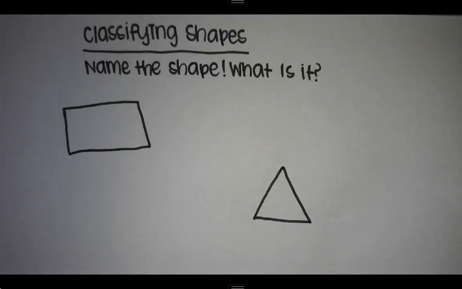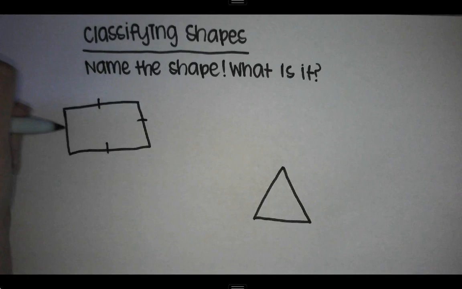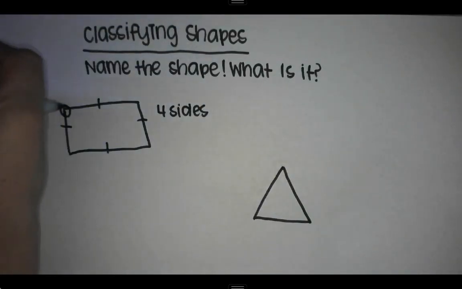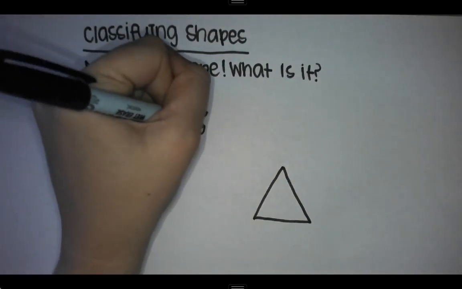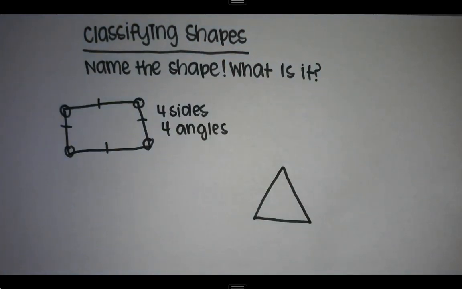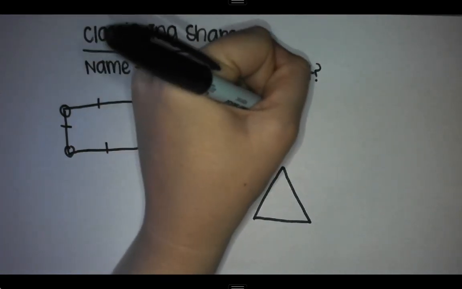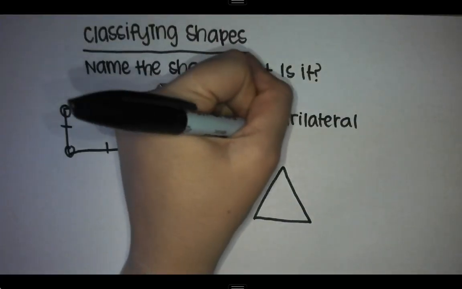Now, the last thing that we need to be able to do today is classify shapes. And that just means that I need to be able to tell what shape it is. So let's start with this first one. I'm going to start by describing it and its attributes. So it has 1, 2, 3, 4 sides. And it has 1, 2, 3, 4 angles. Now, using what I just learned, I know that this is a quadrilateral. Or a rectangle.